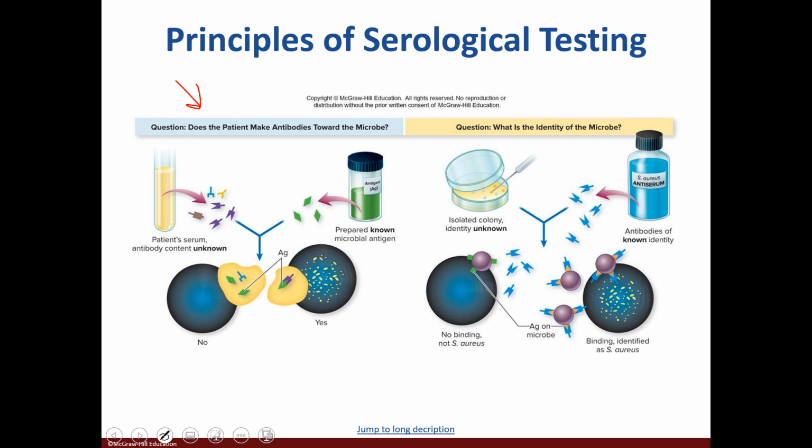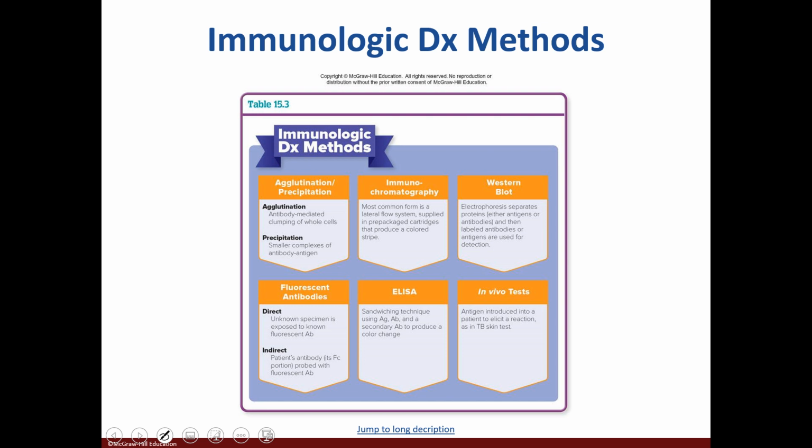The second question is, what is the identity of the microbe from a sample? A colony that was isolated from the sample is mixed with known antibodies, in this case, Staph aureus antibodies. If binding is seen, it indicates the presence of Staph aureus in the sample. Immunologic detection methods include agglutination and precipitation reactions that you just saw. They also include immunochromatography, Western blots for protein analysis, fluorescent antibodies, ELISAs, and in vivo tests.